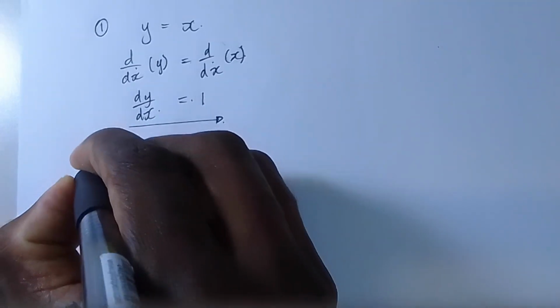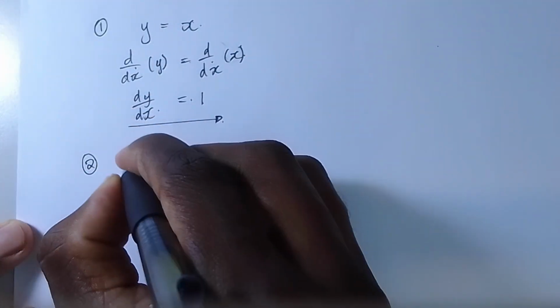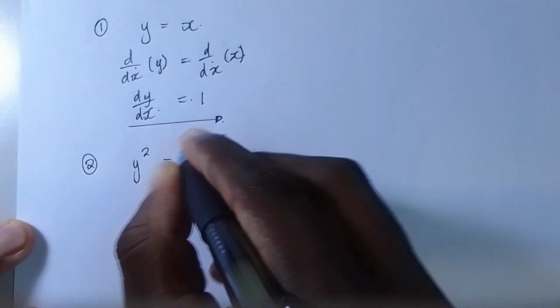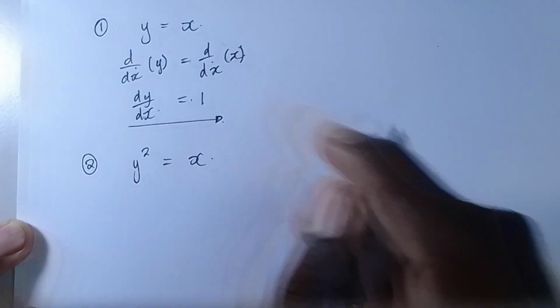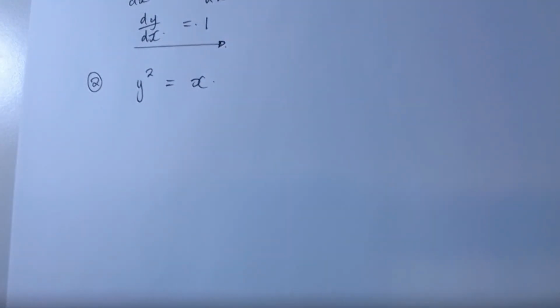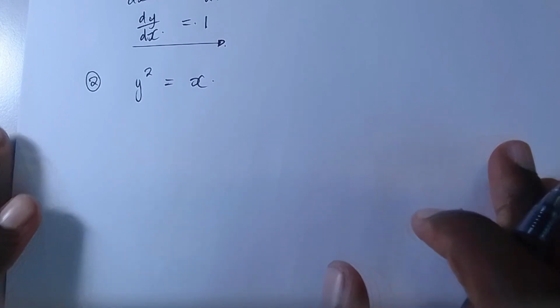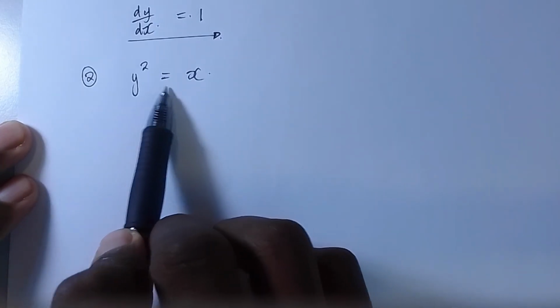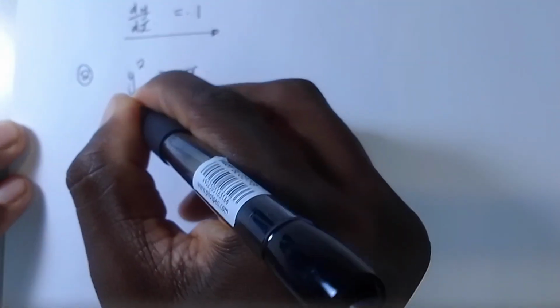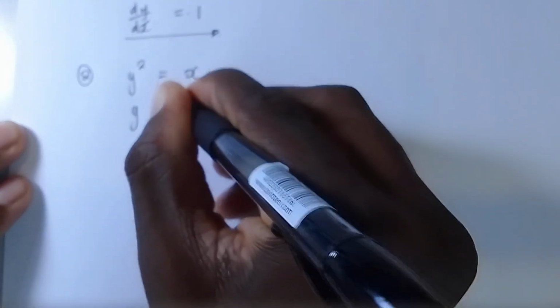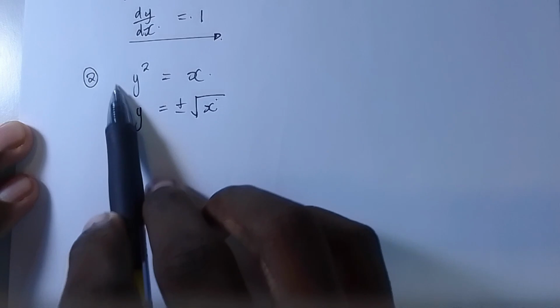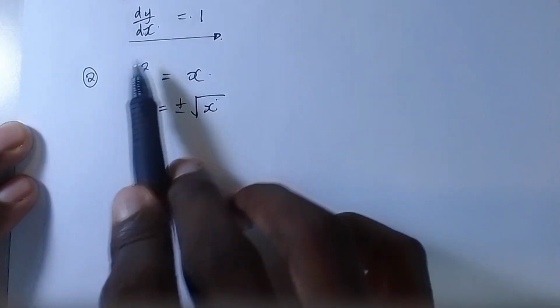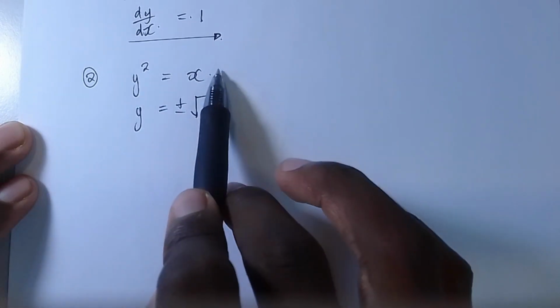Now let's do the second example. The second example is use implicit differentiation to differentiate this. On this one, I'll show you how implicit differentiation is the same as normal differentiation. So I want us to first differentiate this using normal differentiation. If we were using normal differentiation, we would do this. We'd say y is equal to plus or minus the square root of x, right? Because you put a square root this side and a square root that side to cancel the square, but you have to put plus or minus this side.